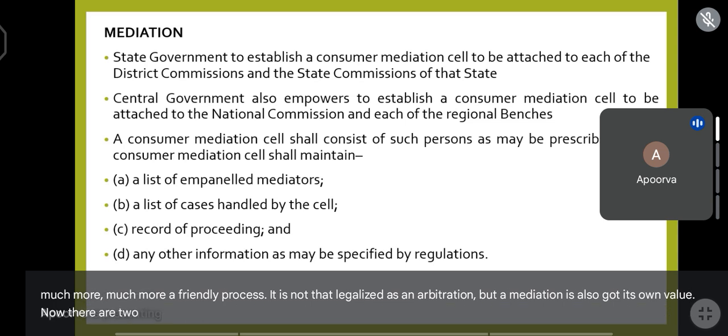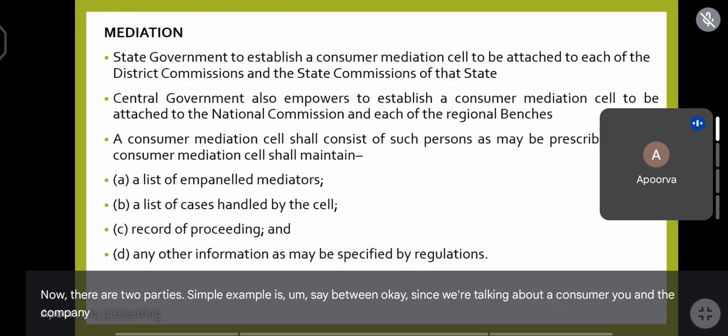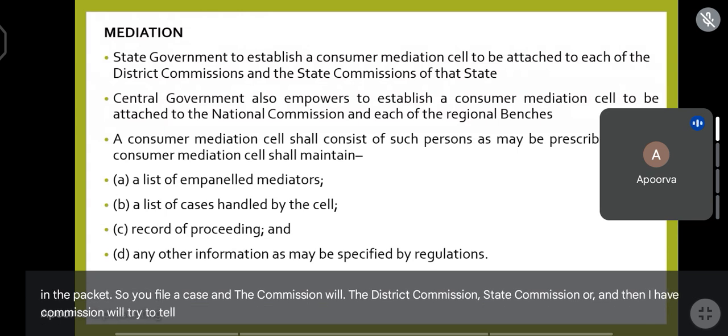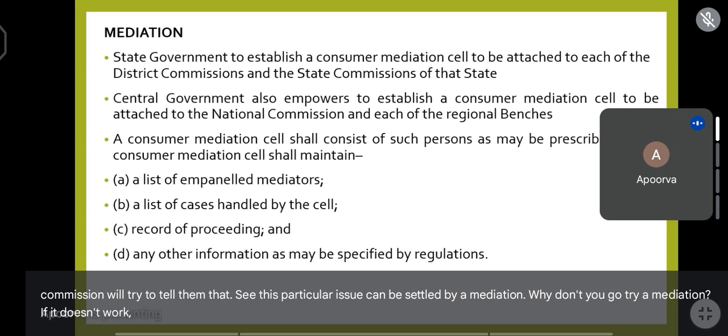Now there are two parties. A simple example: since we're talking about a consumer, you and a biscuit manufacturing company, and you are trying to file a case because there was a biscuit missing in the packet. So you file a case, and the district commission, state commission, or the national commission will tell them that this particular issue can be settled by mediation. Why don't you try mediation? If it doesn't work, then we will take up the case. So they will go to the mediation cell.